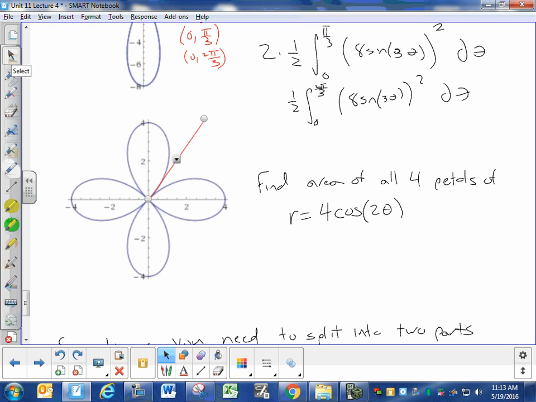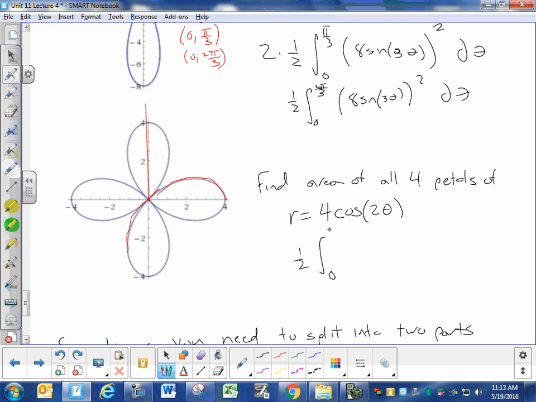Now, when my angle increases, everybody thinks that we're up here. So it's like we go from here, and then we go up here. Is that true? It's not true. The radius becomes negative, and this is what we graphed last class. We go down here, and we start going around this way. Now, we only get all 4 petals if we go from 0 to what angle? 2 pi. In this case, all 4 petals would be from 0 to 2 pi.